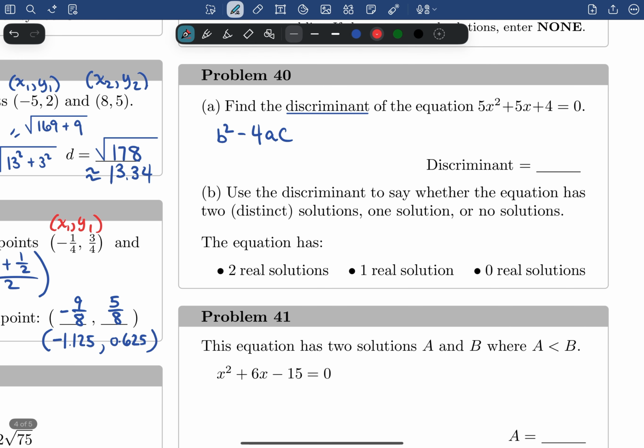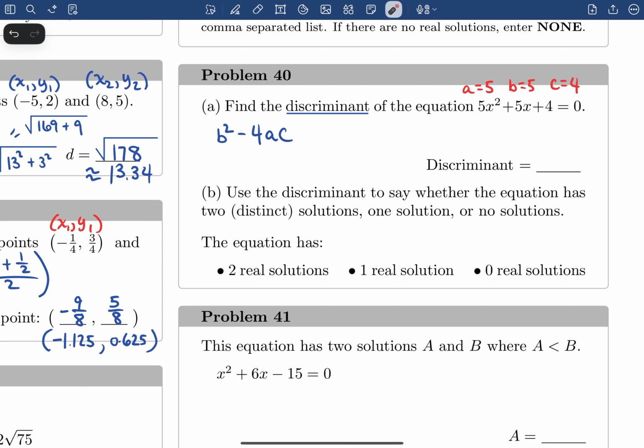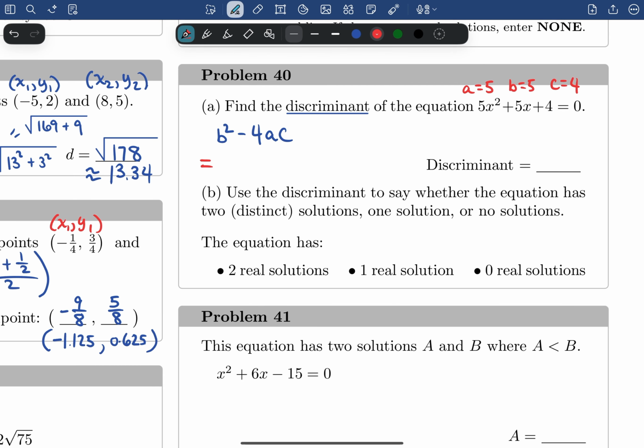Where a is the quadratic coefficient, b is the linear coefficient, and c is the constant coefficient. In this case, they're all positive, right? A is 5, b is 4, and c is 4. Okay, quadratic coefficient, linear coefficient, constant coefficient. Always look for the signs, right? If they're negative, be careful. Now let's plug those values into this discriminant formula.